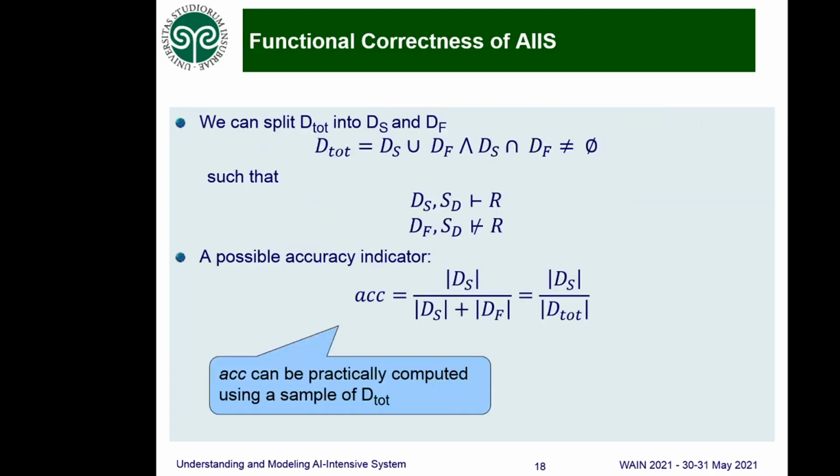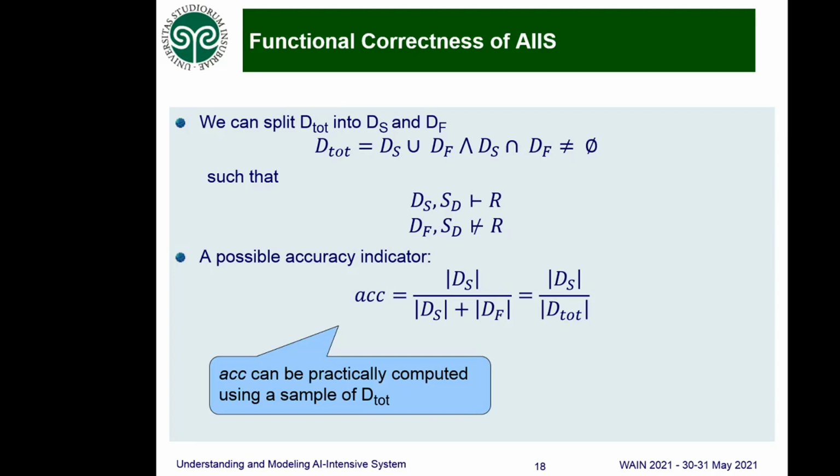In general, AI-intensive systems do not satisfy functional requirements completely. Therefore, we need to quantify how much an AI-intensive system satisfies requirements, or the functional part of the requirements. To this end, we can split dtot into ds and df, such that the system behaves correctly, that is functionally correct, when dealing with ds, and behaves incorrectly when dealing with df. So, in principle, the sizes of ds and df can be used to evaluate the performance, that is the accuracy, of a given AI-intensive system.